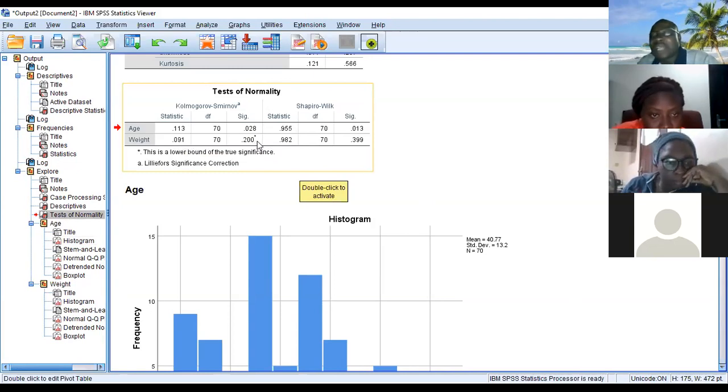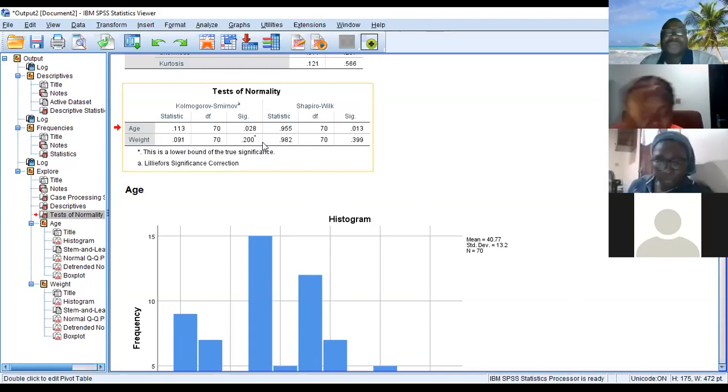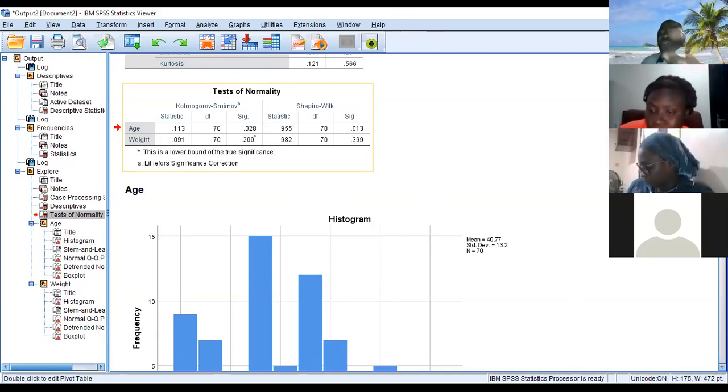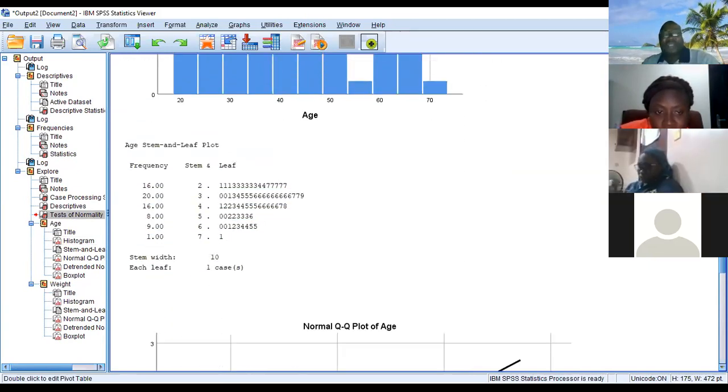We have already said that even though weight appears to be negatively skewed, the skewness is not much. So let's scroll down now, because that one is not significant. You can assume that it's normally distributed. Scroll down. Let's see. We soon get weight.